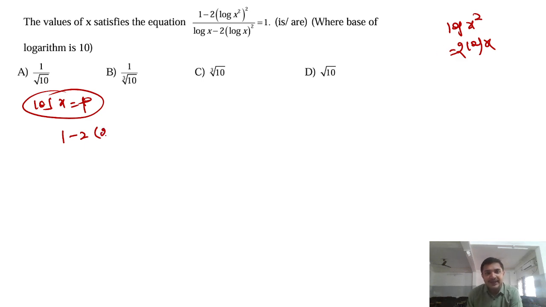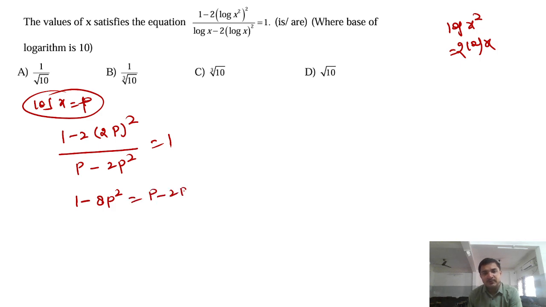So 2 times p whole square, divided by p minus 2p square, and they are telling us it is equal to 1, isn't it? In that case, if I'm cross multiplying, 1 minus what, 4 into 2, 8p square, that is equal to p minus 2p square, isn't it? Everything on the other side. What will I be getting here? Help me here. 8p square minus 2p square, 6p square plus p minus 1, that is equal to 0. 6p square plus 3p minus 2p minus 1 is equal to 0.